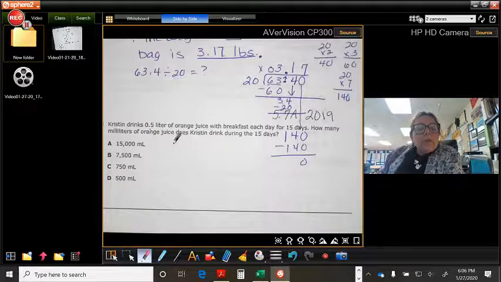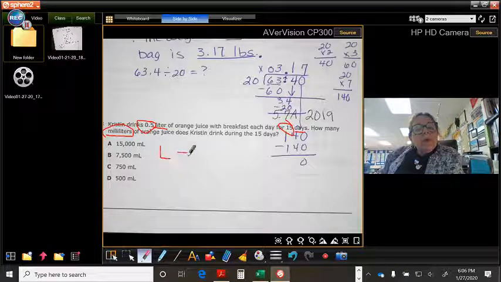All right, so here's what I know. I know that she has 5/10 and it's in liters, and that's the orange juice, and it's for 15 days. How many milliliters does she drink? So I'm going from liters to milliliters.